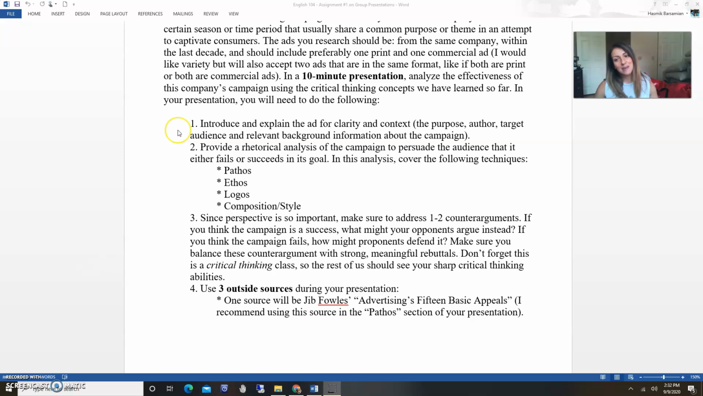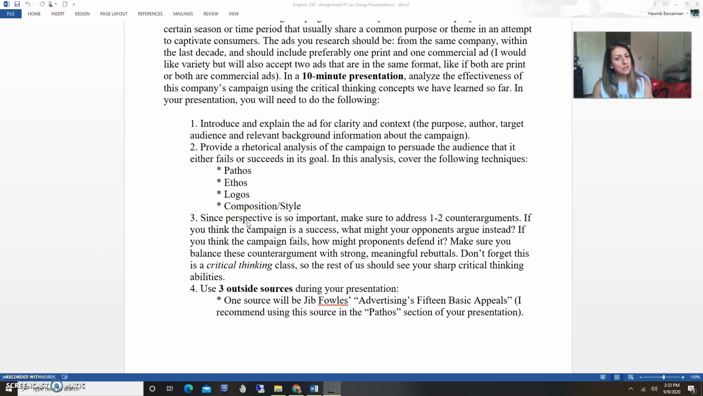But let's take a look at step two. This is the actual rhetorical analysis that you're going to be doing. It's basically the heart of your presentation. You are looking at these ad campaigns closely, the advertising closely, and you're trying to argue whether or not the campaign succeeds or fails. And why it succeeds or why it fails really depends on the following techniques.